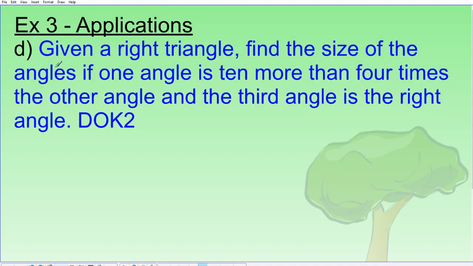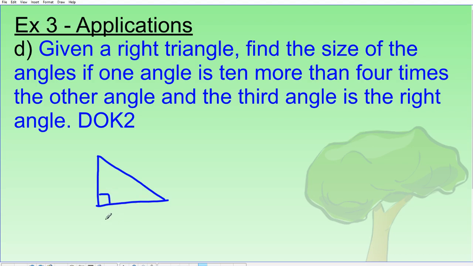Alright, so example D. Given a right triangle, find the size of the angles if one angle is 10 more than 4 times the other angle, and the third angle is the right angle. Now, I can understand that being a little confusing, so I'm going to give you a little hint to start you off. So we'll start by drawing a picture. If you don't want any hints, you can pause the video and try it on your own.